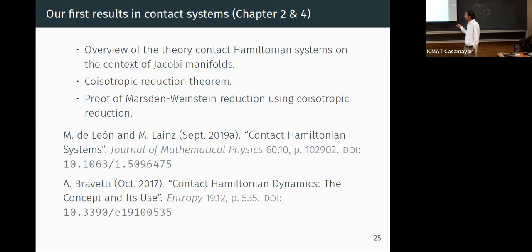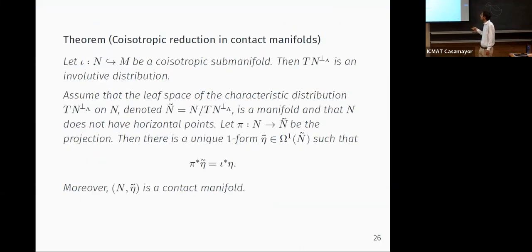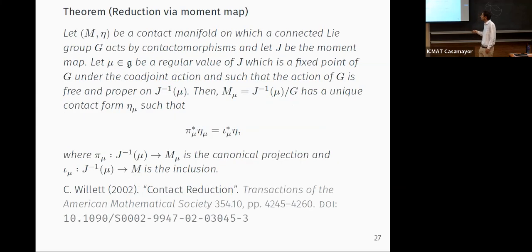We proved this coisotropic reduction theorem, and we used it to prove a Marsden-Weinstein kind of reduction theorem. This theorem was already known, but the new thing was that it was proved using this other theorem. And this paper, I think, was quite successful. It was an editor's pick of the Journal of Mathematical Physics, and it has over 70 citations on Google Scholar. I'm not going to stop much on these theorems. If you are interested in them, maybe you can ask me afterwards.